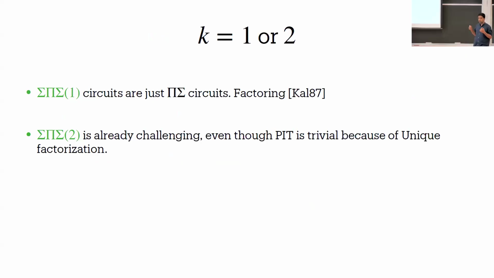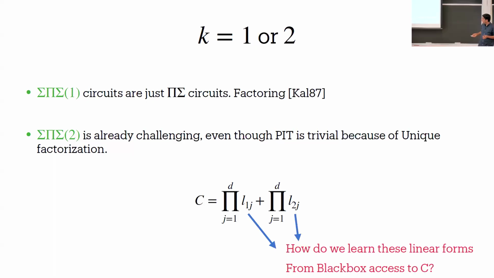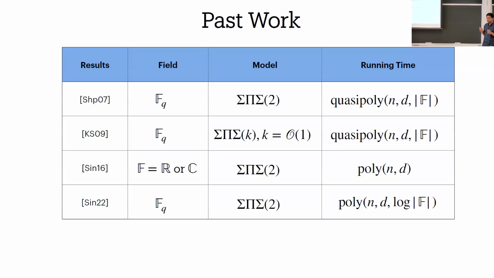But as soon as you move to top fan-in 2, even though the PIT is kind of trivial because the two products cancel out only when they are the same, because of unique factorization, the reconstruction is kind of difficult. How do we even learn these linear forms that appear in this circuit even when you are just given black box access to it? So the problem starts becoming challenging at top fan-in 2 and becomes more difficult as you increase it. But top fan-in 2 has been studied before.